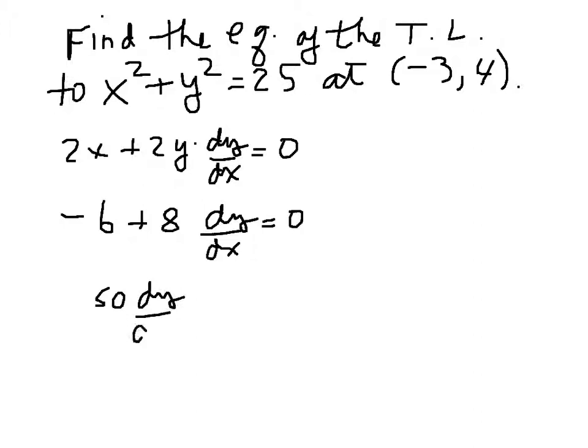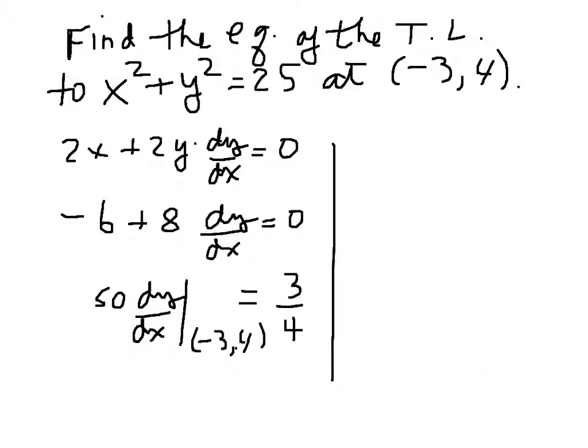So dy dx at the point minus 3, 4, it's important to see that kind of notation, is equal to 3/4. And therefore the equation of the tangent line, we use point slope form, is y minus 4 is equal to 3/4 times x plus 3. And that's the flavor of that kind of question.